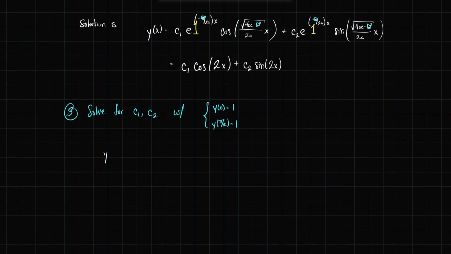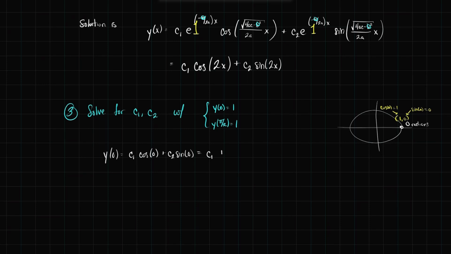If I plug 0 in, I get y of 0 is going to be c1 cosine of 0 plus c2 sine of 0. Everybody's favorite unit circle's back. Here's 0 radians. The point at this point is 1 comma 0. So cosine of 0 is 1, sine of 0 is 0. And what do we have? c1 times 1 plus c2 times 0, because sine of 0 is 0. So we're just left with c1. c1 has to be equal to the right-hand side, 1.